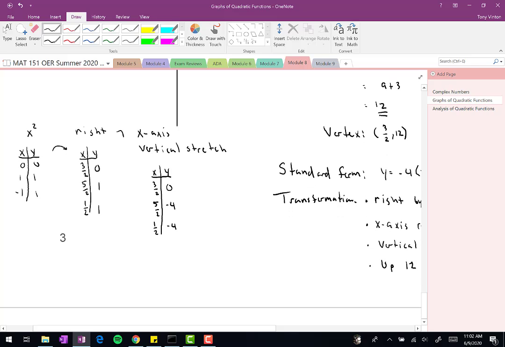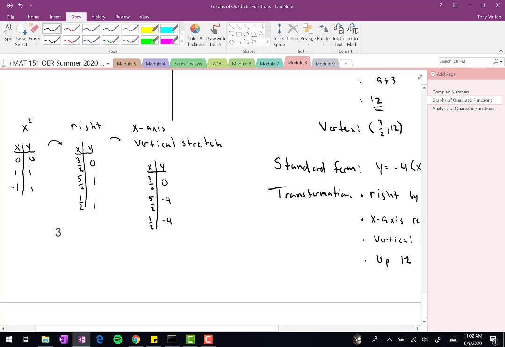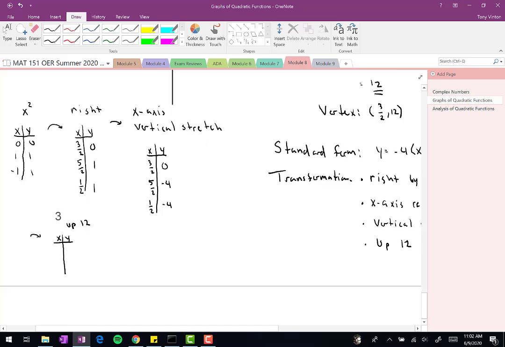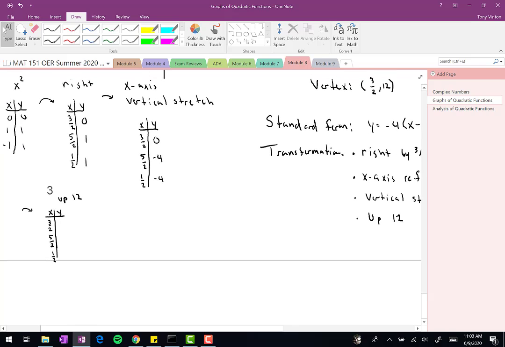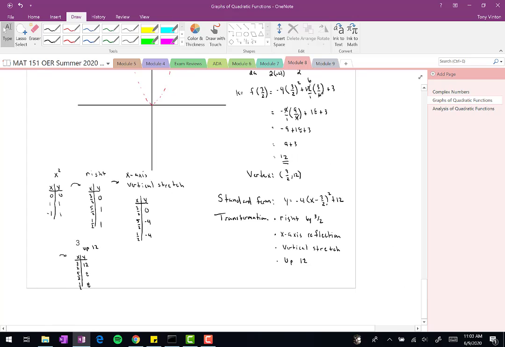The last is going to be up by 12. So then my x values are still going to be 3 over 2, 5 over 2, and 1 over 2. Not nice numbers, but that's okay. And then the y values are all getting added to 12. So 12, negative 4 plus 12 is 8, negative 4 plus 12 is 8. So these are my points for my graph, right?